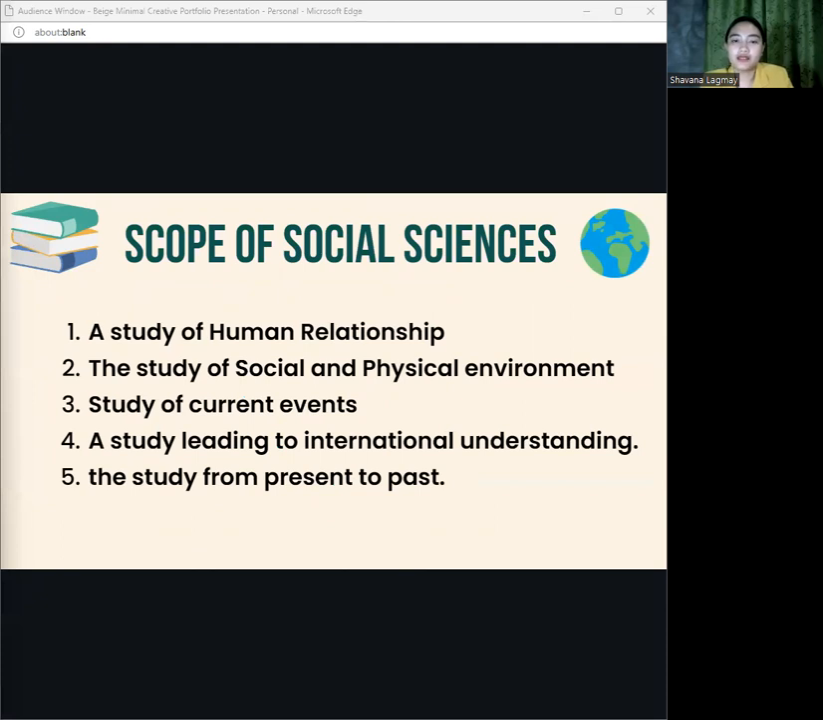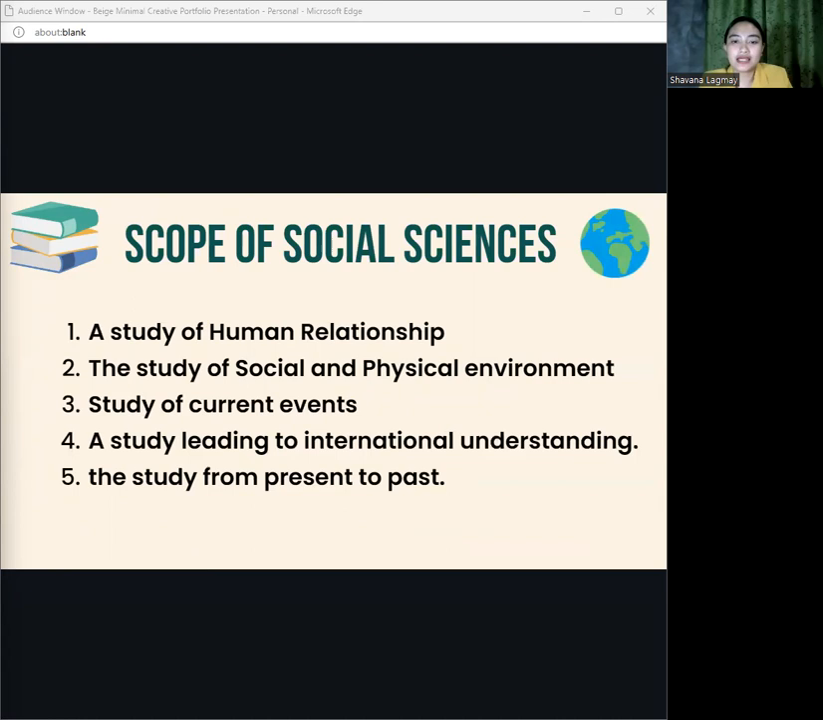So let us now discuss the scope of social sciences. So number one, social science is a study of human relationships or what we call sociology. So it is important to study sociology because it is where we interact with other people, and when we develop healthy relationships with other people, it means that we engage in a mutual process, and each party gives and takes, each party teaches, and each party learns. So this is a two-way process that both parties benefit from.